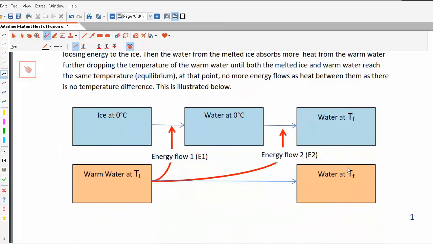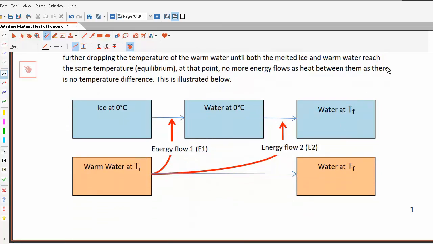I want to recap some of the theory behind the analysis of the data. The theory relates to a calorimetry problem, which is where we have two components of a system that are initially at different temperatures and then eventually they reach a thermal equilibrium. The two components we have are ice and warm water.